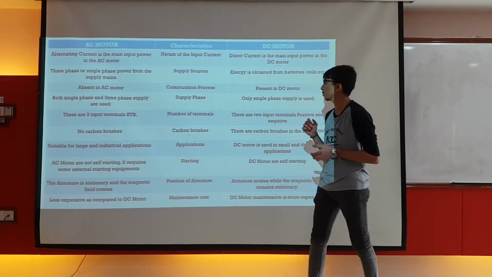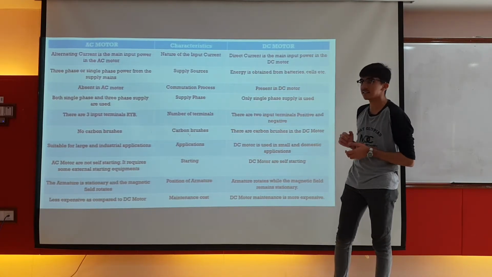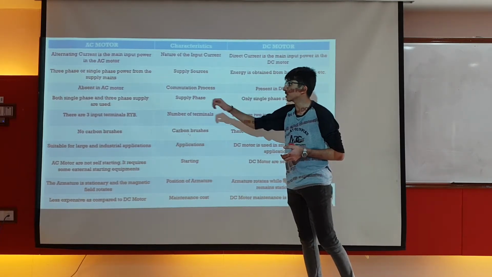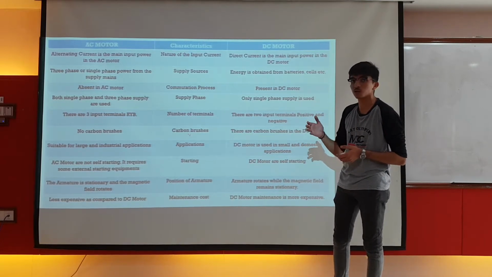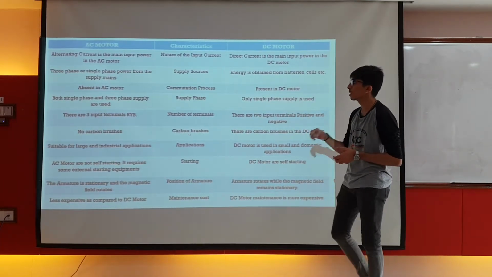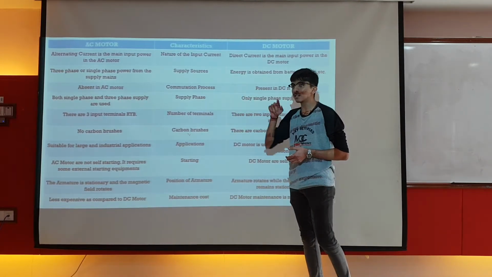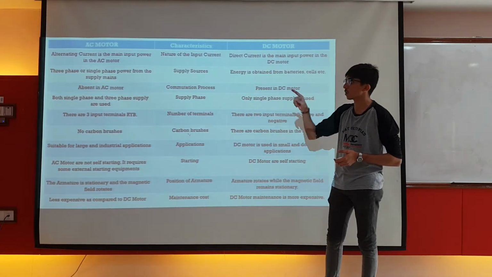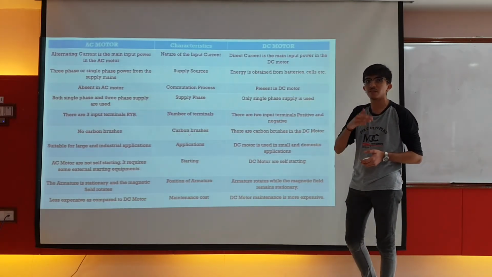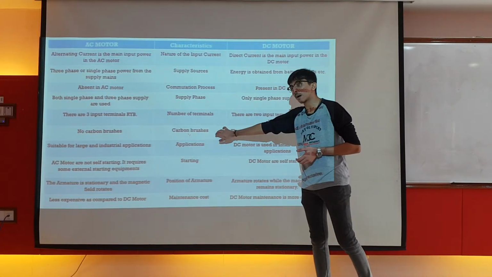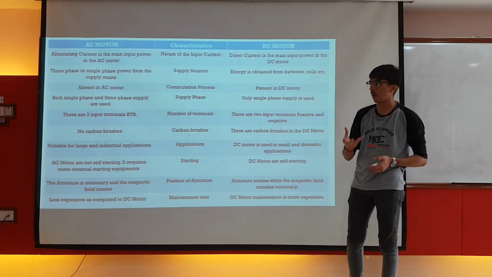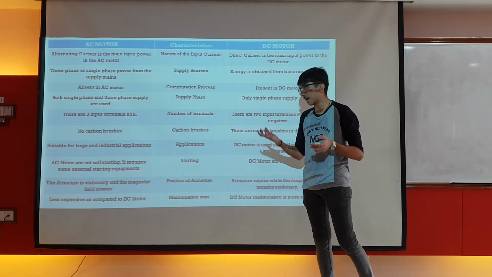For the commutation process, it is only present in DC motors and absent in AC motors. For the supply phase, both single phase and three phase supply are used for AC, while for DC only a single phase is used, as I said earlier. For the number of terminals, AC motors can have up to 3 terminals because of the 3 phase current, and DC motors have 2 terminals, which are the negative and positive of the battery. For carbon brushes, this is rather important. DC motors have carbon brushes at the armature, while for AC motors they are absent.